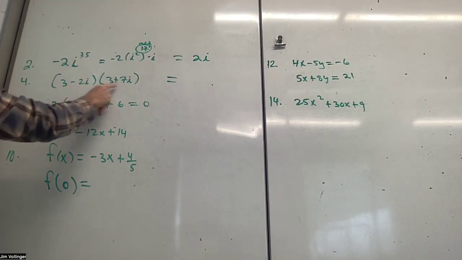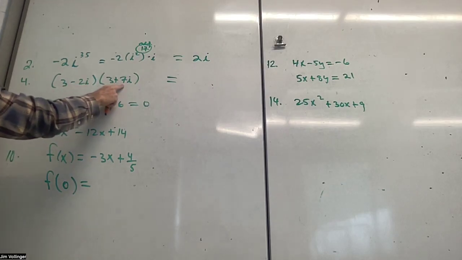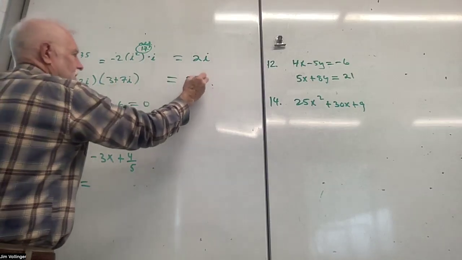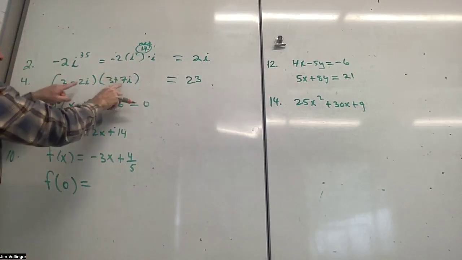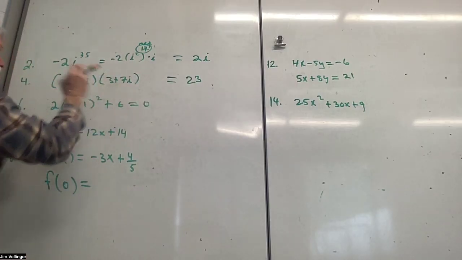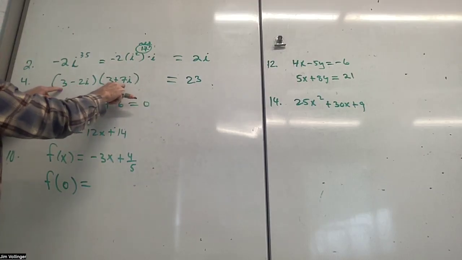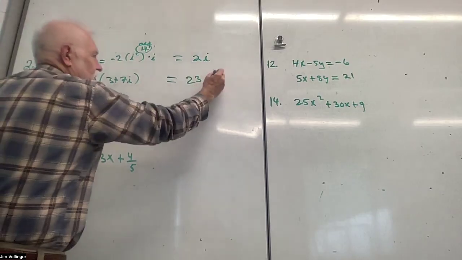All right. Minus 2i times 7i is minus 14i squared, which is the number 14, plus 9 is 23. So you don't have to write this out. You can do this first, and then this. You should be able to do that in your head. Minus 6i from 21i is 15i.